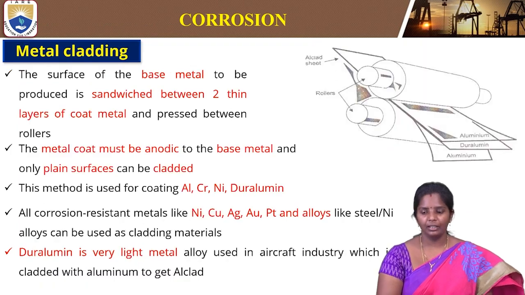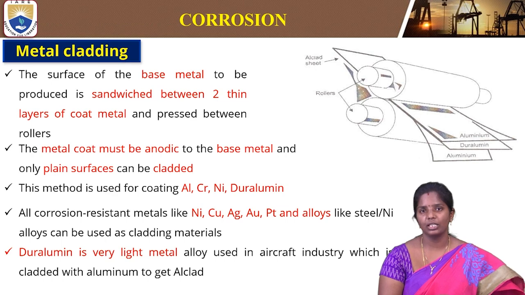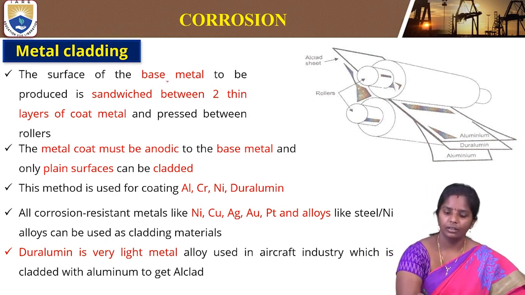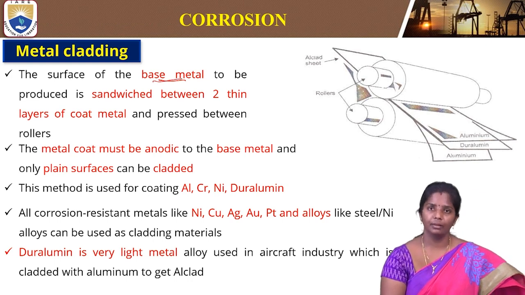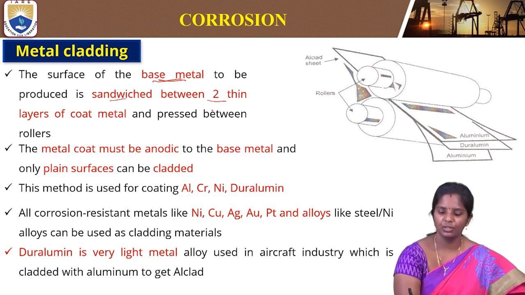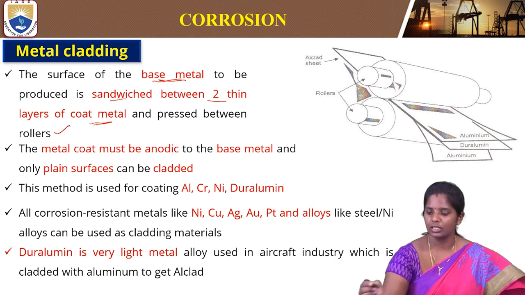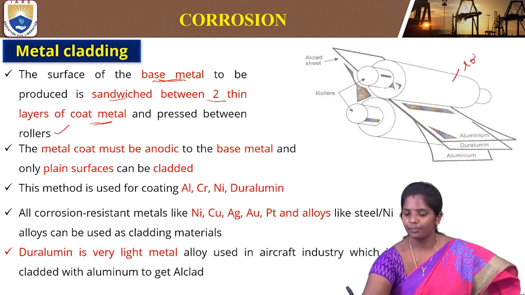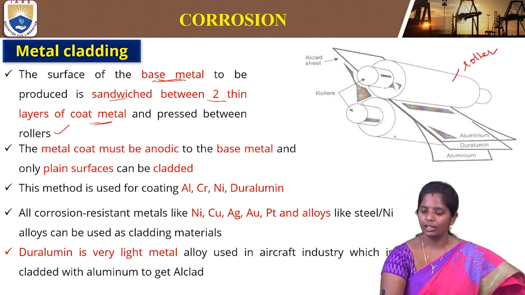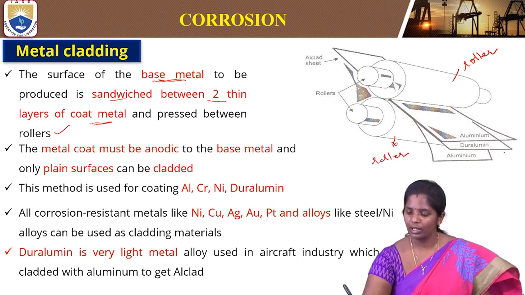Then metal cladding. In this metal cladding, the surface of the base metal that is used in the application, like iron or steel, is coated with the metal cladding method, wherein it is sandwiched between two thin layers of coat metal and pressed between rollers. This is a roller. Again, this is a roller. So here is the duraluminum.